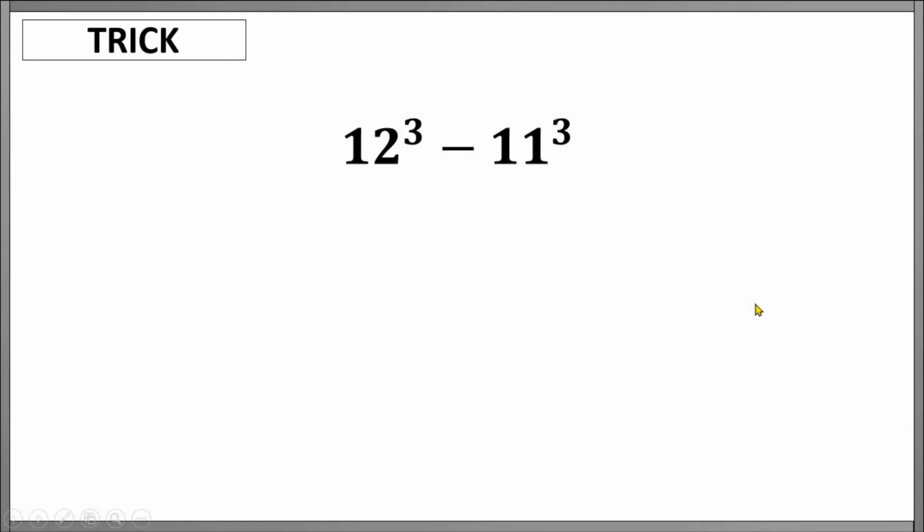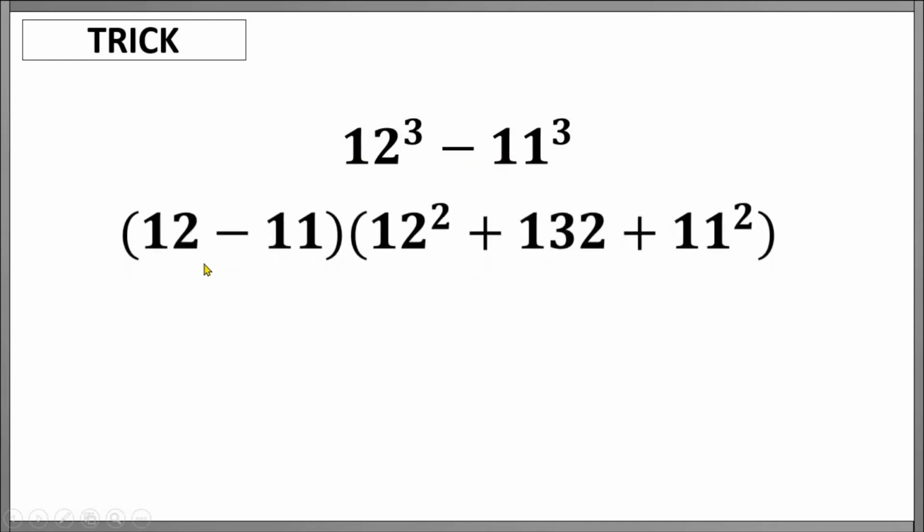For our trick, let's consider 12 cubed minus 11 cubed. For instance, you're not familiar with the cube of 12 as well as with the cube of 11, but you have mastered already how to square 12 as well as 11. If that is the case, then we can use the technique in factoring sum or difference of 2 cubes, because what we have is a difference of 2 cubes. Writing its factors, we have a binomial and a trinomial.